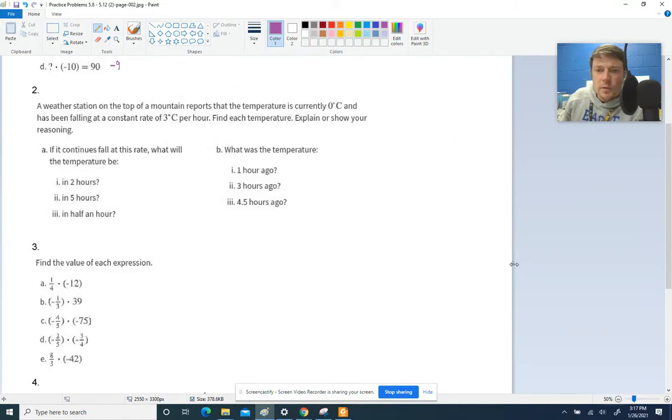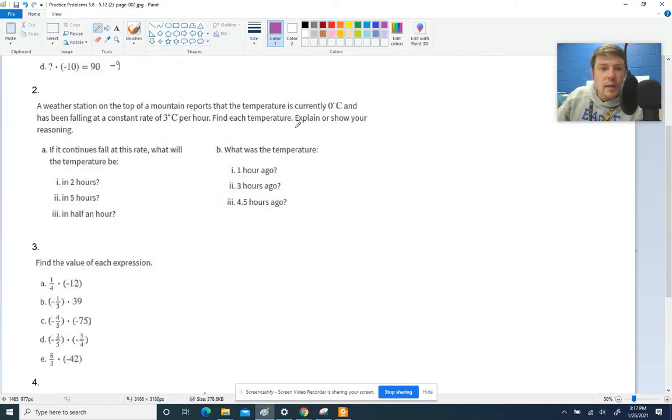All right, we got a weather station on top of a mountain, reports temperature is currently 0 degrees Celsius and has been falling at a constant rate of 3 degrees Celsius per hour. We have to find each temperature. Explain or show our reasoning. All right, so we got all these different temperatures. Here's the key thing, though. It's falling 3 degrees per hour.